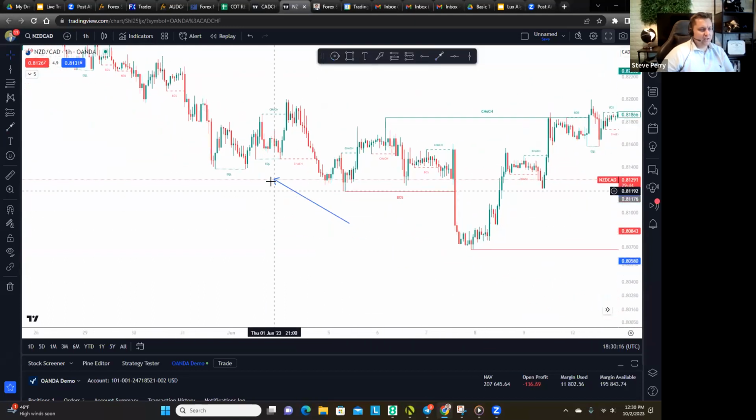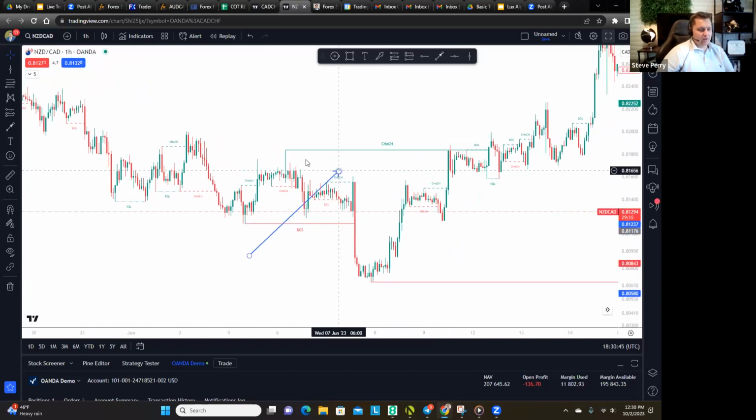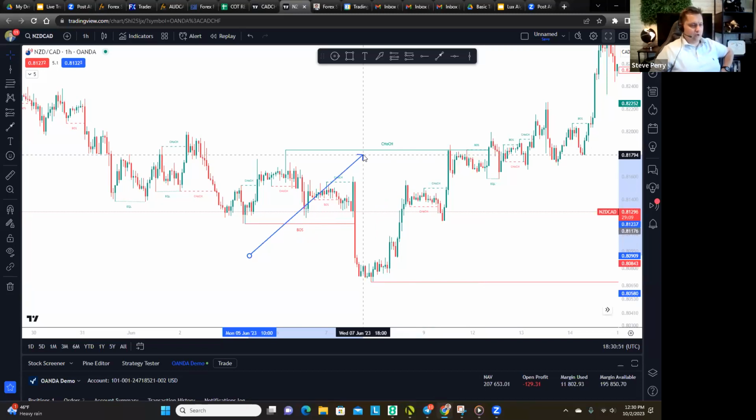I'm not sure why they do these dotted CHoCHs or these dotted BOSs. I think they're not as solid if they're dotted. I think that's probably what they're saying. But when you have a solid line, then you know that actually is a break of structure. And then you got these solid lines that are CHoCH or chalk. I don't know the best pronunciation, but anyway, let's talk about it.